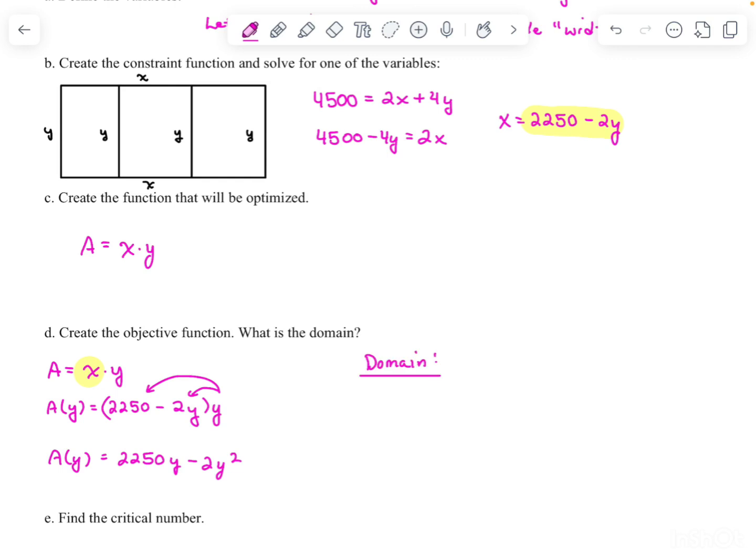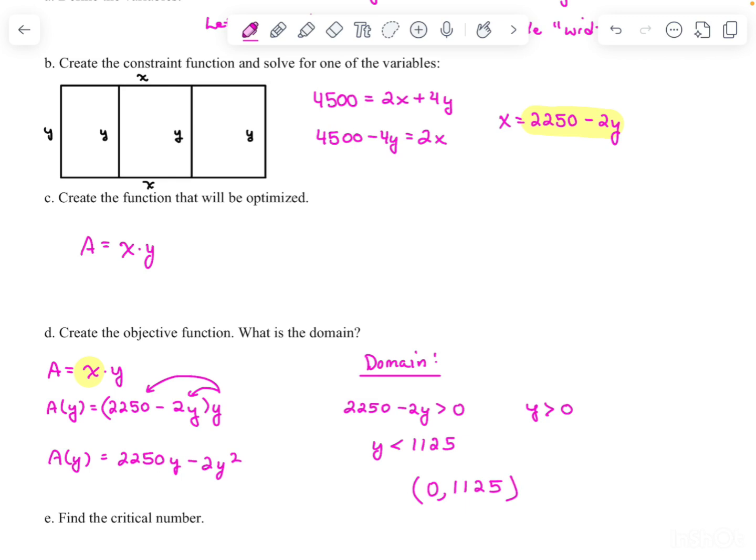Now to find the domain. Each side length must be greater than 0. So in the objective function, the first side length is 2,250 minus 2y. That must be greater than 0. So this implies that y must be less than 1,125. The other side length is just y, and that must be greater than 0. So the domain is the open interval from 0 to 1,125.